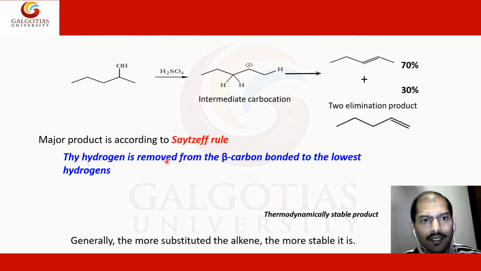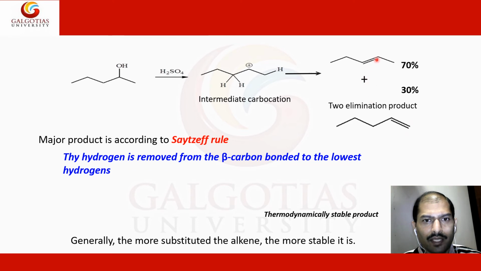Another point: what is the major product that will be formed in such a case? There is a certain rule, the Saytzeff rule. According to the Saytzeff rule, the hydrogen is removed from the beta carbon bonded to the lowest number of hydrogens, since a thermodynamically stable product is being formed. So here it can be seen that one product you will get in larger amount, and another in lesser amount.